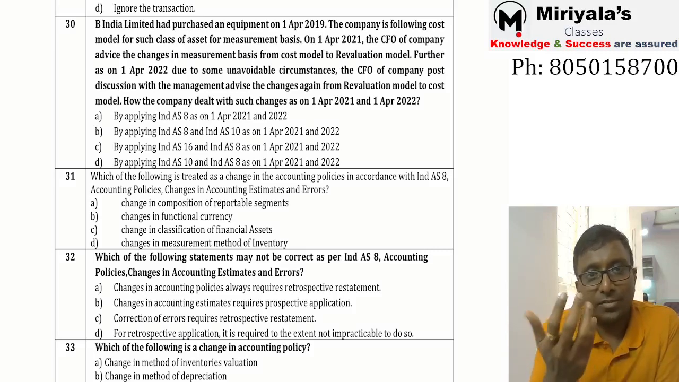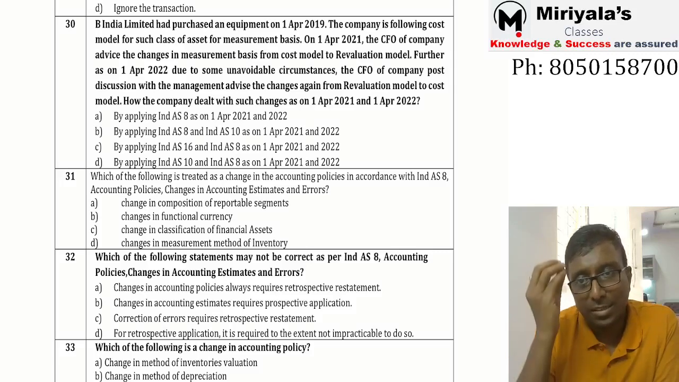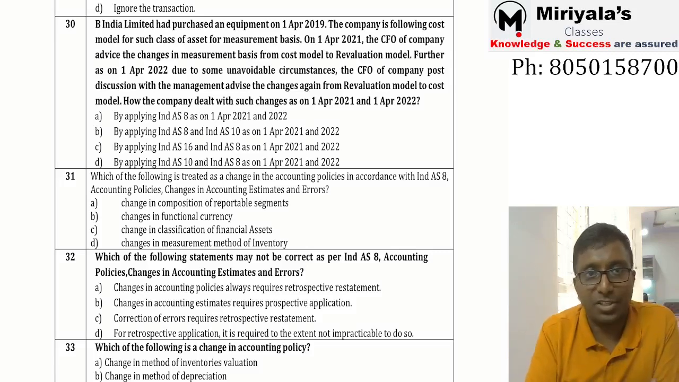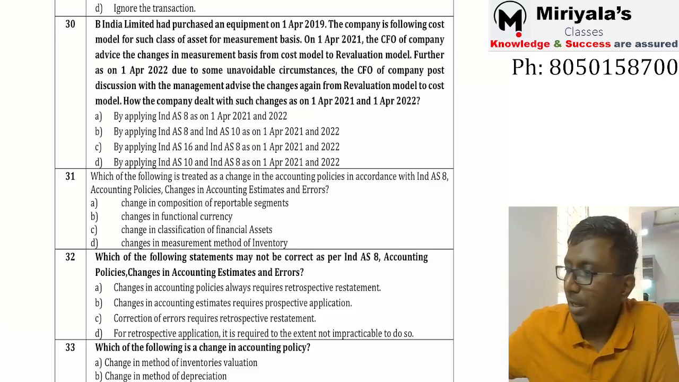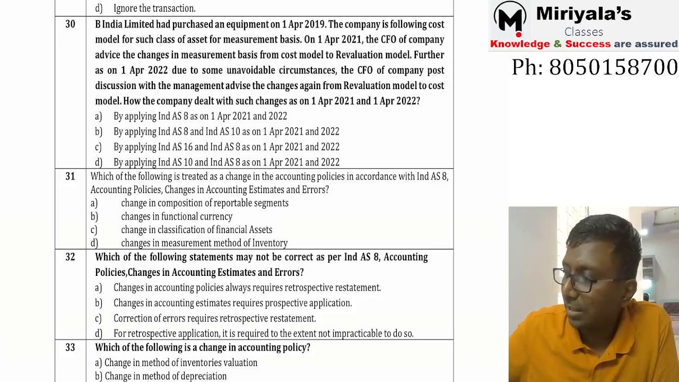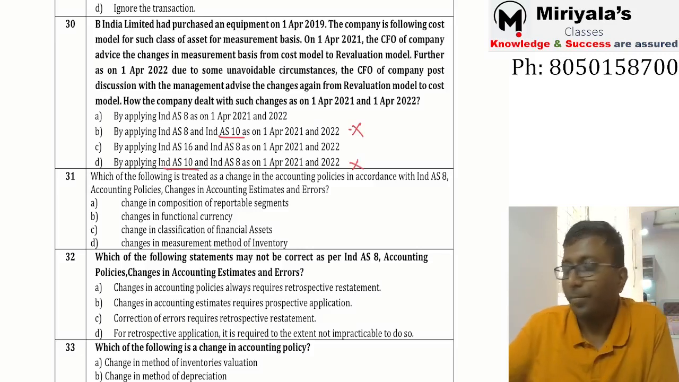See, first of all, Ind AS 10 deals with events occurring after the balance sheet date, correct? There is nothing like events occurring after the balance sheet date here. Then why did he link Ind AS 10 here? Both of these things are not correct.